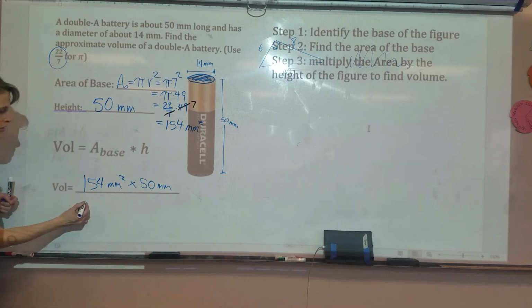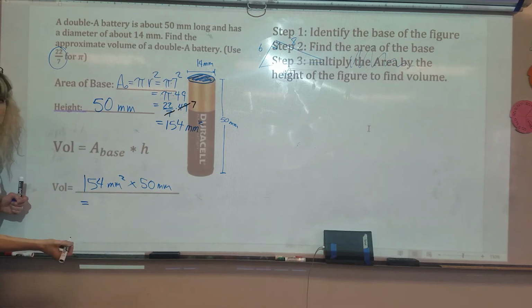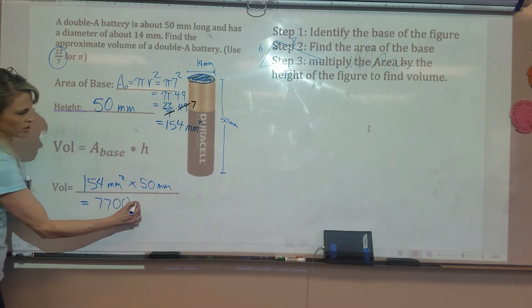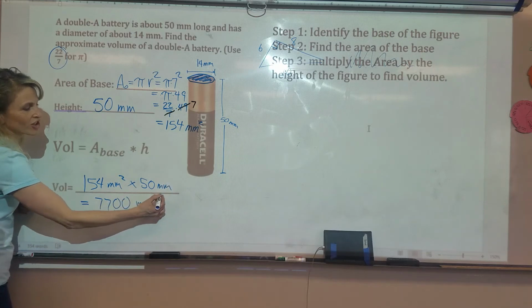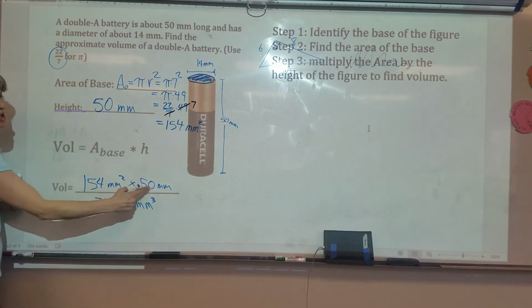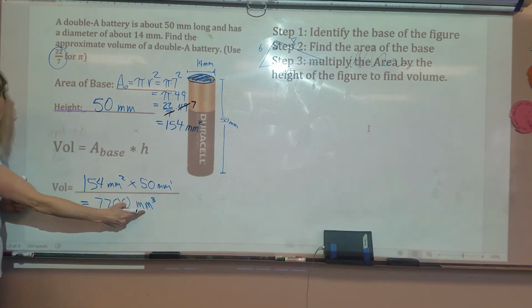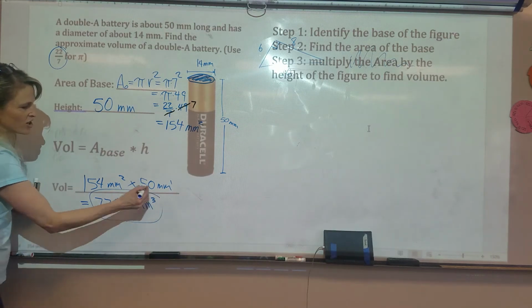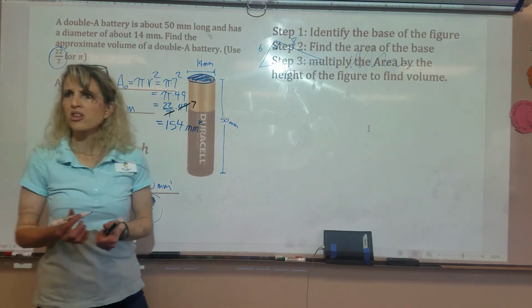And then Jacob, you've got that? 7,700. 7,700 millimeters cubed. Look at the squared times the 1. That's where we get our cubic units. Kind of cool. Okay, so there's our volume. Make sense? Give me a thumbs up if it makes sense.